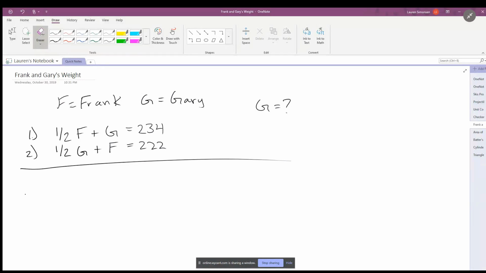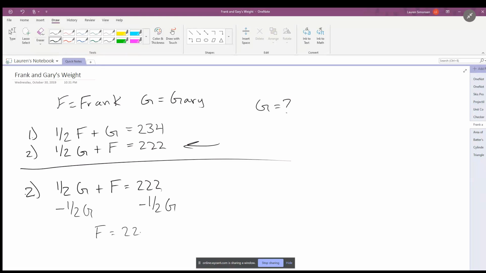So I'm actually going to pop over here because it's easier for my computer pen. I'm going to start off with equation 2, and we're going to solve for F to begin with. So let's rewrite equation 2: 1/2 G plus F is equal to 222 pounds. To get F by itself, we are going to subtract 1/2 G from each side, and that gives us F is equal to 222 minus 1/2 G. So there is one expression that we've got.